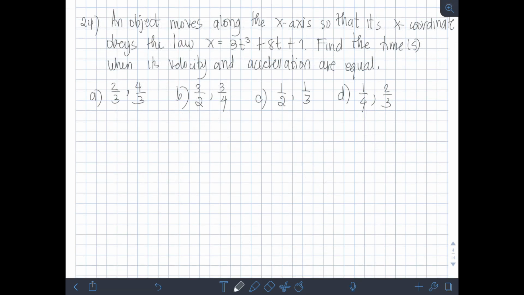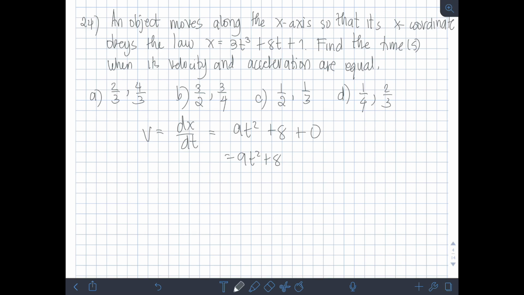Okay? Next, we have an object moves along the x-axis so that its x-coordinate obeys the law x is equal to 3t cubed plus 8t plus 1. Find the time, second, when its velocity and acceleration are equal. Okay, so apply natin yung derivative. So, we have velocity is equal to the derivative of its position, which is dx over dt. So, pag differentiate natin itong x, we have power formula lang. So, 9t squared plus 8 plus 0, or simply 9t squared plus 8.